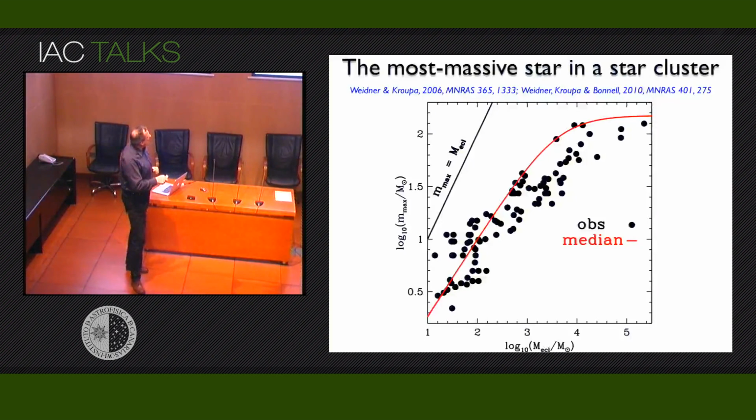You mean that you have to recalculate the probability distribution due to the fact that you have very few stars, and that the most massive star is what is going to fix your probability distribution. This is what you're saying.